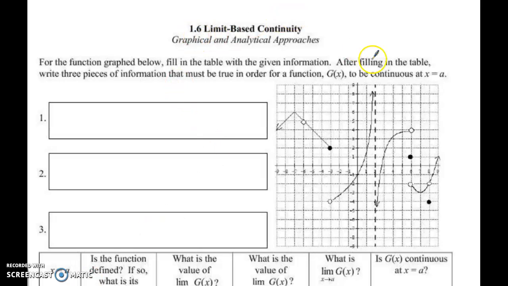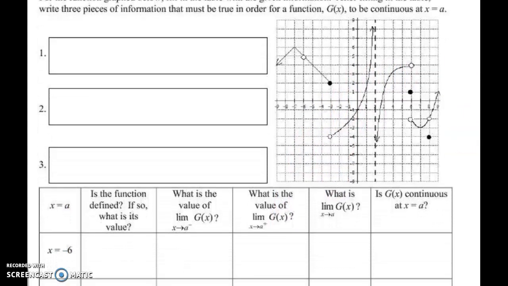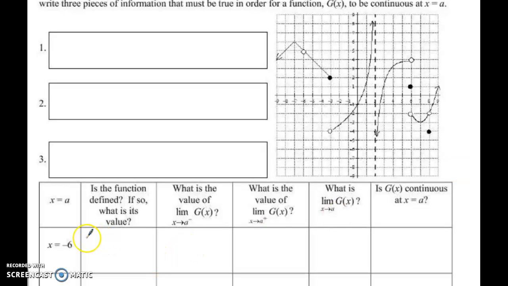Okay, so we're starting 1.6, and the way this is set up, unfortunately, I'm just going to have to scroll up and down as we answer these questions. What we're supposed to do is answer these questions and then go back and write these rules for what it means to be a continuous function, which you should know about continuity from pre-calculus, but that was a lame explanation. We have a better explanation in calculus, so that's the way we're going to do this.